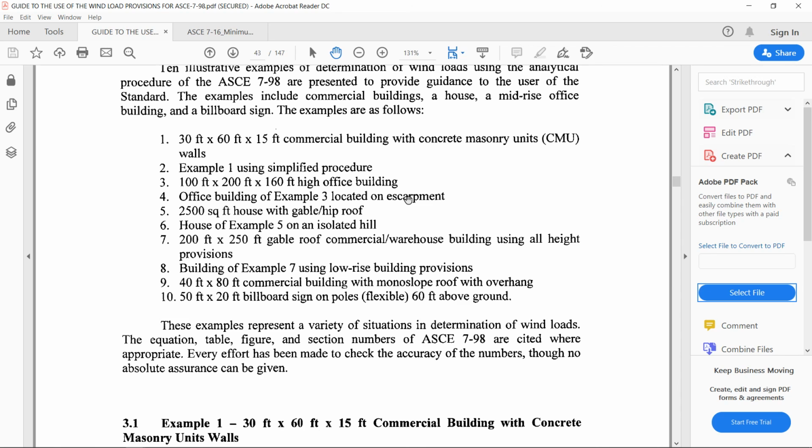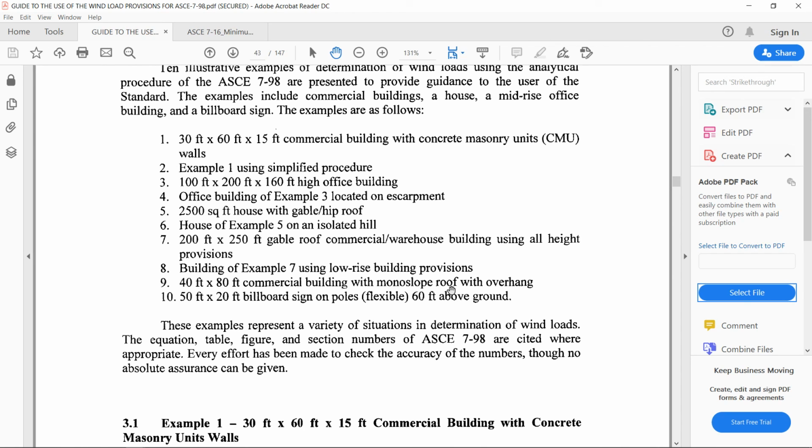So we will study what is the impact of height, what is the impact of local topography, and there are different types of houses. For example, a 2,500 square feet house with gable or hip roof, and the same is used for an isolated hill, etc. Another one is a gable roof for a commercial warehouse building using all height provisions. And the same building example is revised with low-rise building provisions. Then a commercial building with monoslope and the billboard sign, etc.